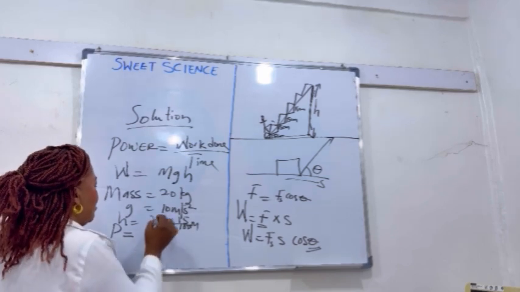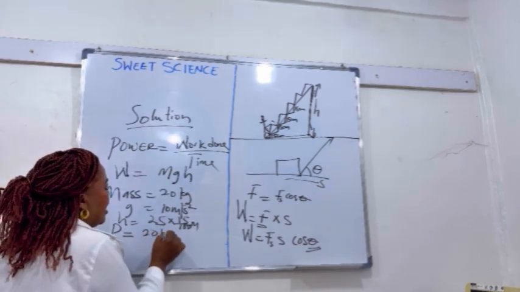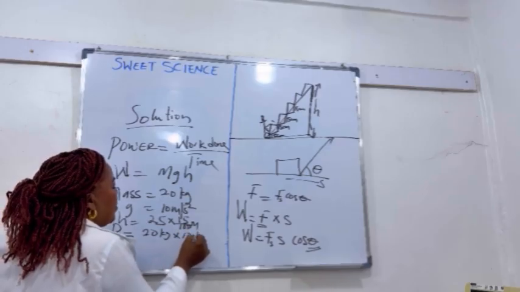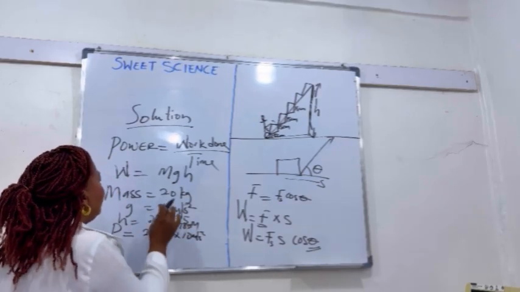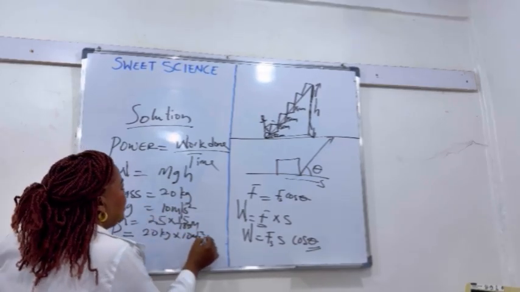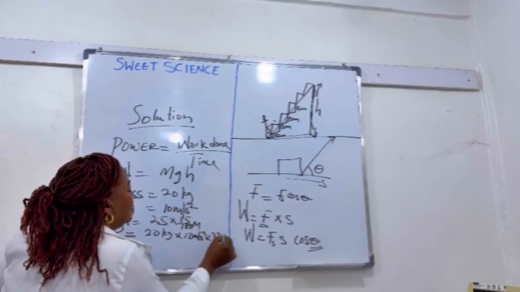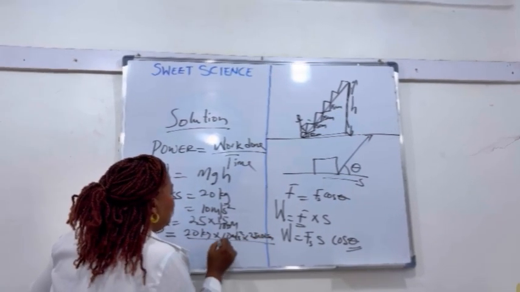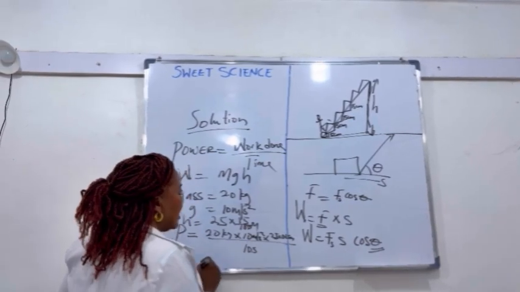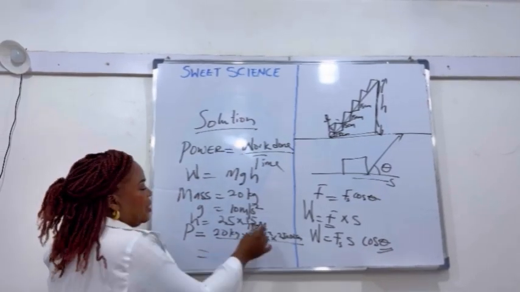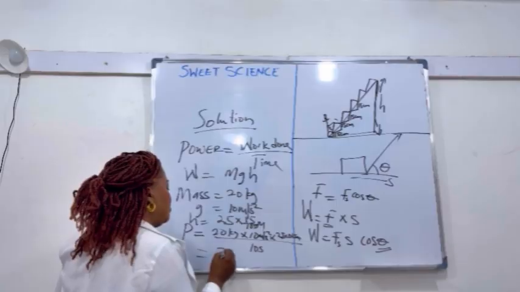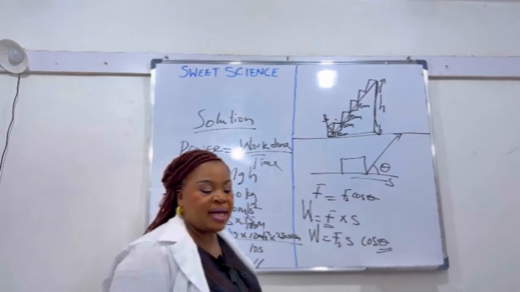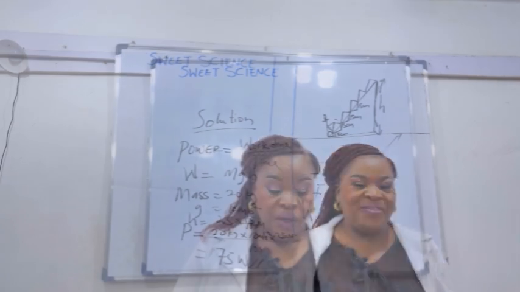So we now have our mass 20 kilogram times the g, 10 meter per second squared, times the height, which is 25 times 0.15 meters, all over 10 seconds. That is the time. When you calculate this, it is going to give you 75 watts. That's our answer. Keep solving.